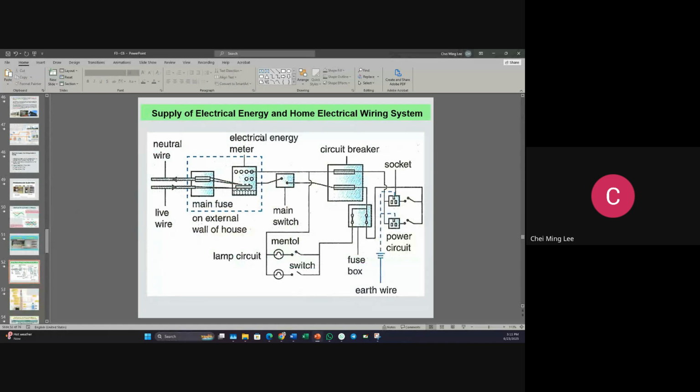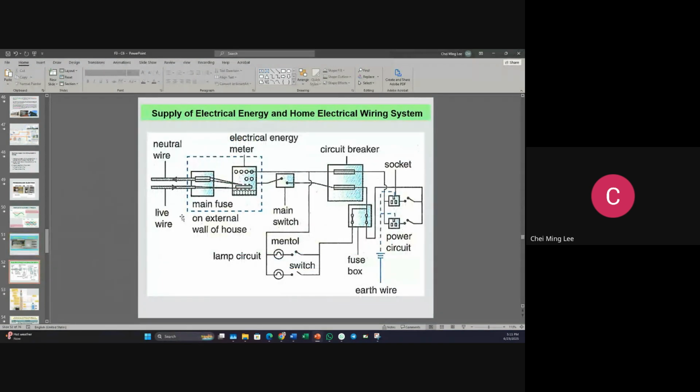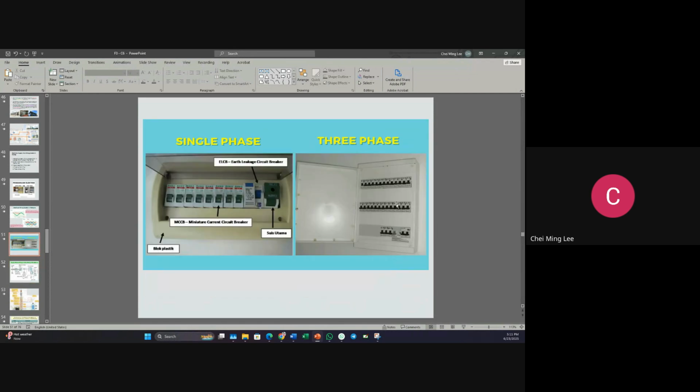So now this is the supply of electrical energy in a home electrical wiring system, where we have a live wire carrying the power in. It enters the external wall, goes straight into the power meter, then enters the main switch. Starting from here, the circuit breaker boxes are the outside unit, which we call the external unit. Then they enter the main switch. From the main switch, they go to the circuit breaker. These are the circuit breakers.